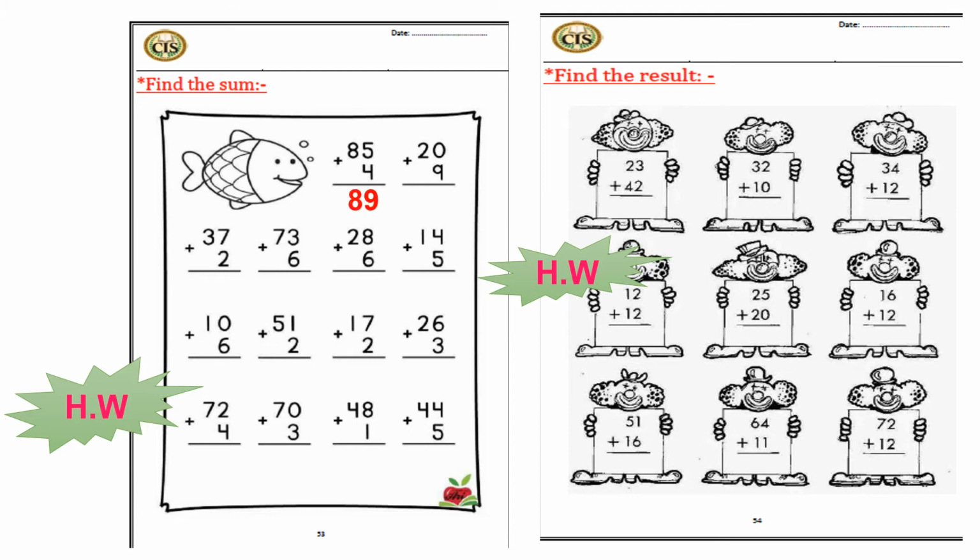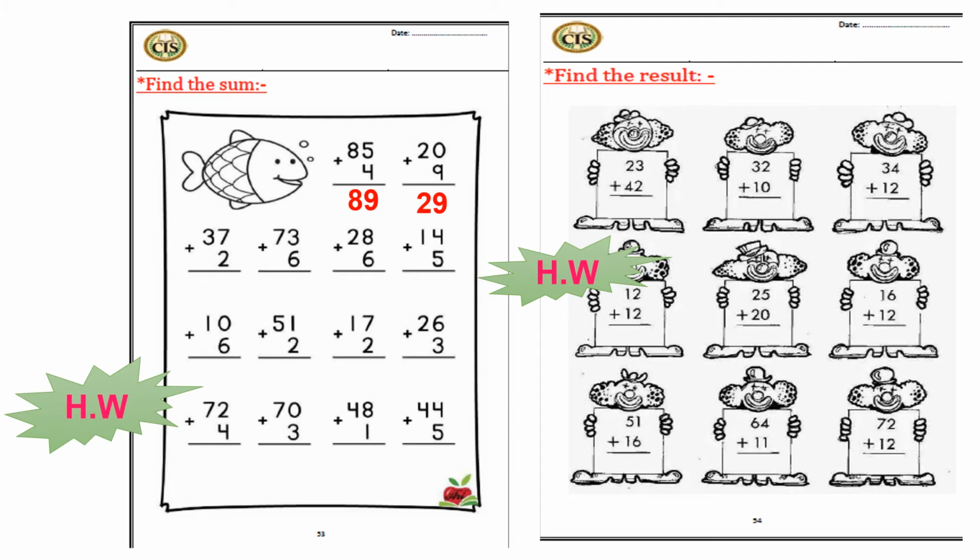Here we have 20 plus 9. I will put 20 in my mind, 9 on my fingers, and let's count after 20. 21, 22, 23, 24, 25, 26, 27, 28, 29. So the sum is 29.